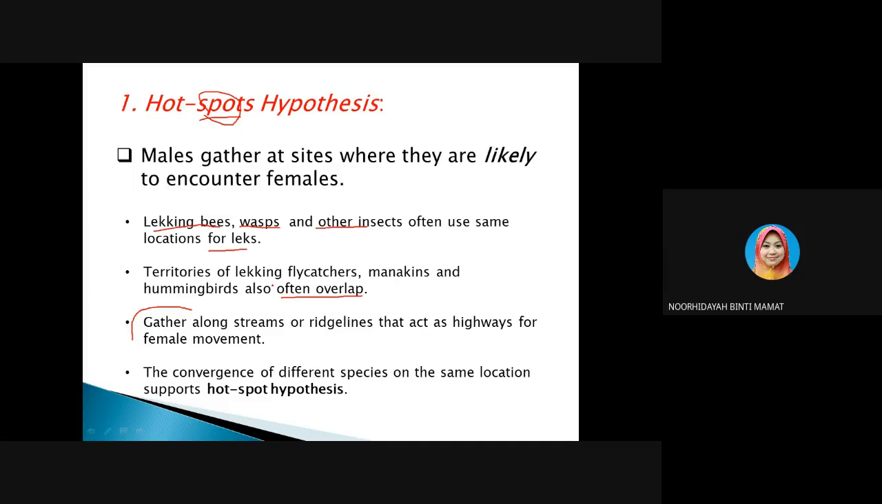The convergence of different species on the same locations supports the hotspot hypothesis. At that particular location we have a convergence of different species like bees, wasps, and other insects together in the same lek. We also have flycatchers, manakins, and hummingbirds, all those species of birds, overlapping in their lekking territories. So this shows support for the hotspot hypothesis.